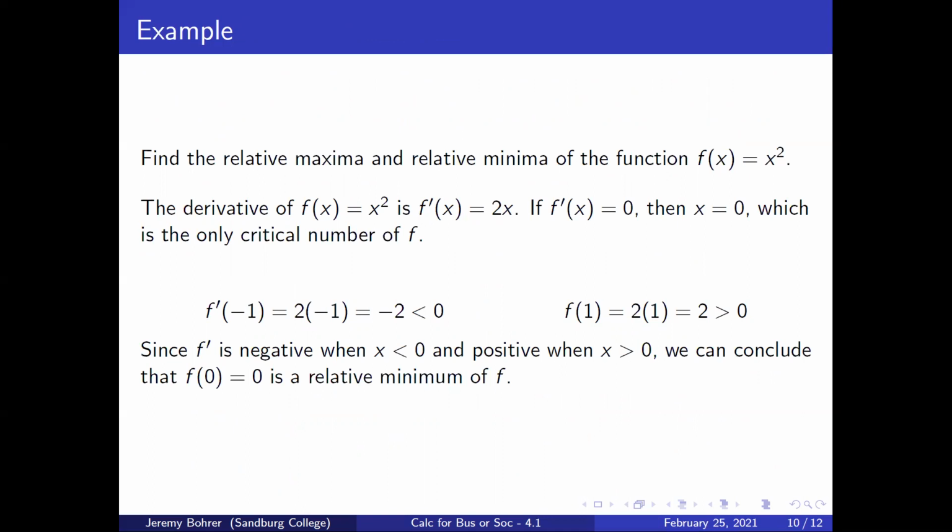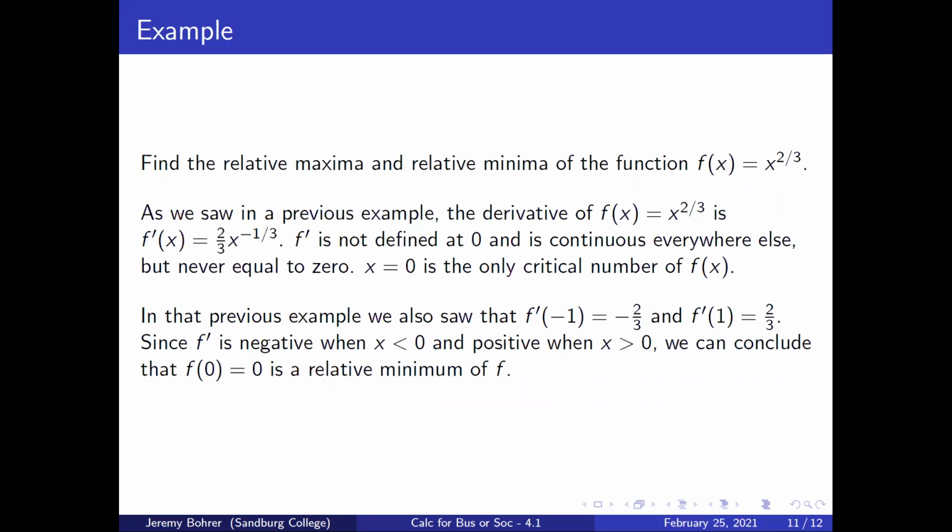F prime of -1 is 2 times -1, which is -2, which is less than 0. And f prime of 1 is 2 times 1, which is 2, which is greater than 0. Since f prime is negative when x is less than 0 and positive when x is greater than 0, we can conclude that f of 0 equals 0 is a relative minimum of f.